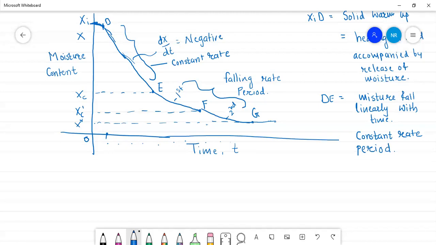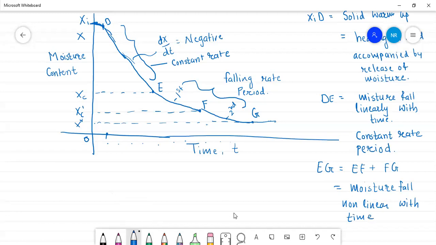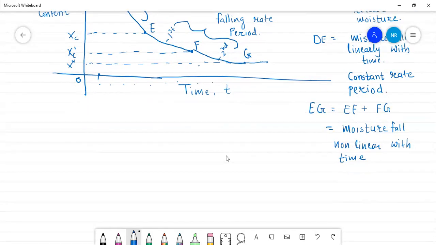Now E to G has two parts: one is E to F, and the other is F to G. Both represent the moisture falling non-linearly with time, and it is called the falling rate period.